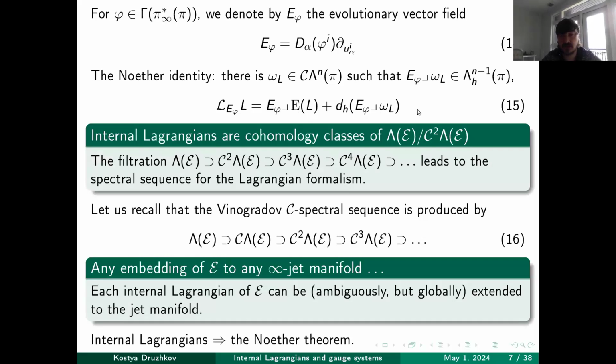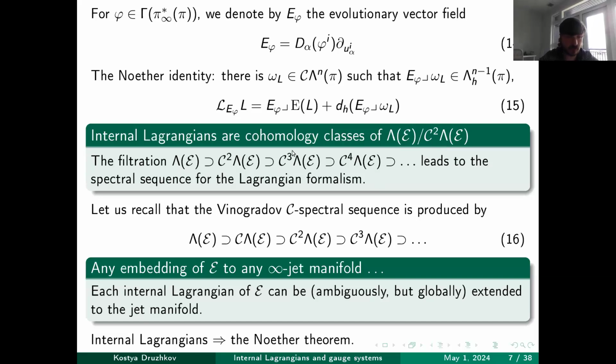Internal Lagrangians can be considered cohomology classes of a quotient complex. We can take the de Rham complex, just the complex of differential forms, and consider its quotient by twice Cartan forms. And we can calculate the corresponding cohomology, and internal Lagrangians are elements of some cohomology group. The filtration that is presented here, filtration of the de Rham complex, lambda of epsilon, with twice Cartan forms, then thrice Cartan forms, and so on, leads to the spectral sequence for the Lagrangian formalism. So internal Lagrangians arise as elements of some group of the corresponding spectral sequence.